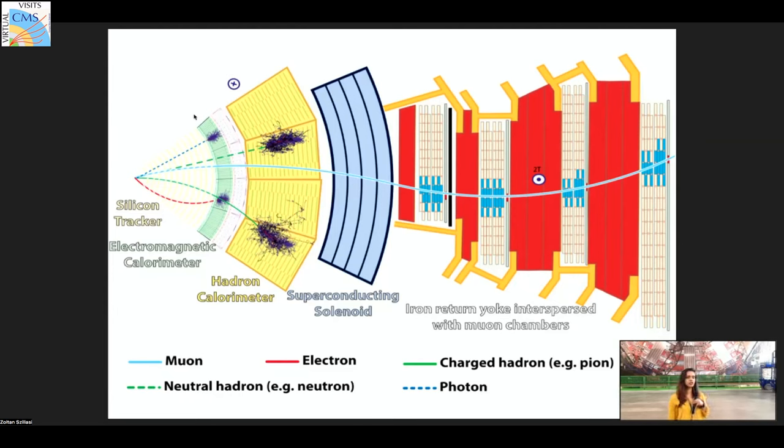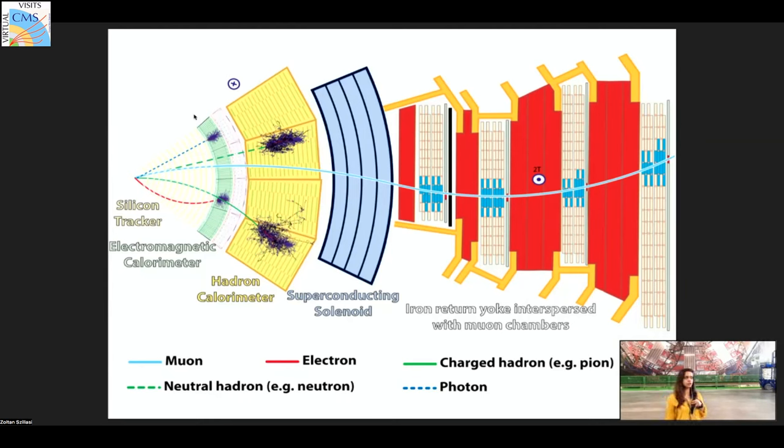And then outside there are the calorimeters. As I said, the calorimeters are used for measuring energies. We have two types of calorimeters. The first is the electromagnetic calorimeter, which measures the energy deposited by electrons and photons. And then outside there are hadron calorimeters. Hadrons are particles made up of quarks and gluons, for example pions and kaons. So these particles deposit their energy in the hadron calorimeters.